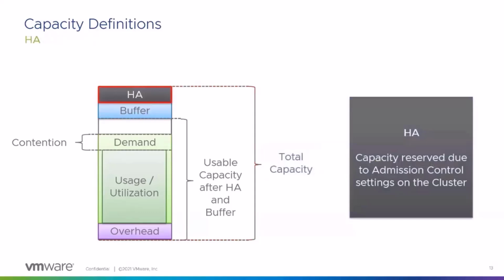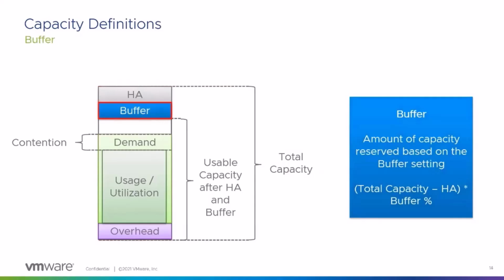HA, so that is the capacity reserved for admission control. So this is what you set in vCenter to reserve for HA. Buffer is a setting that you set in vRealize Operations. So this is basically a way of reserving additional capacity above and beyond what you set for HA. So this could be for things like when you have a stretch site, or maybe you don't use admission control. This gives you another way of reserving capacity.